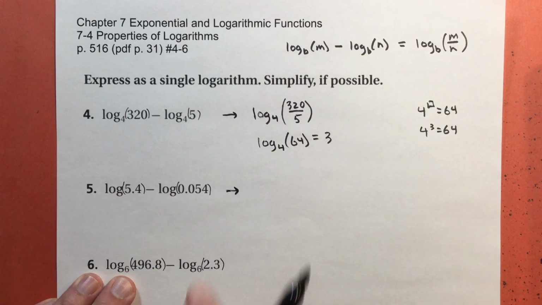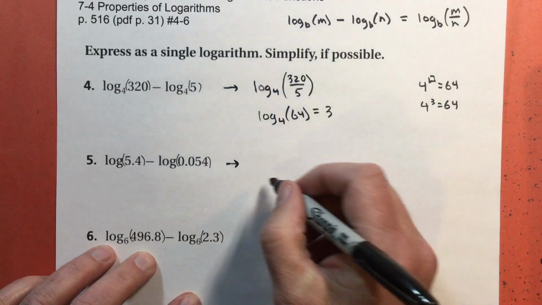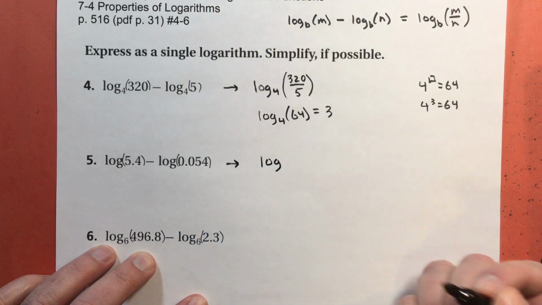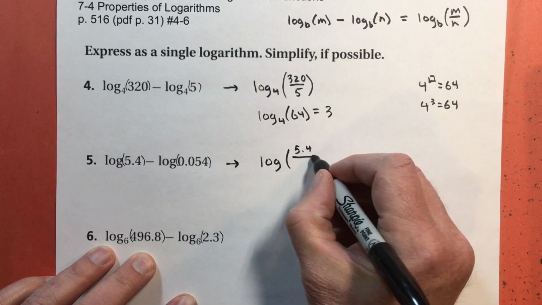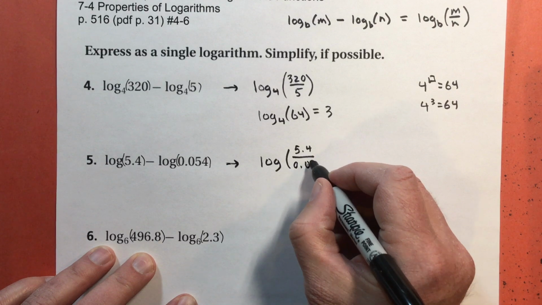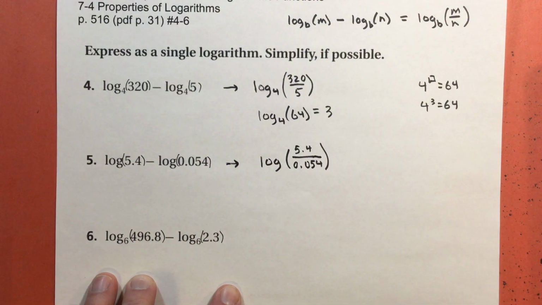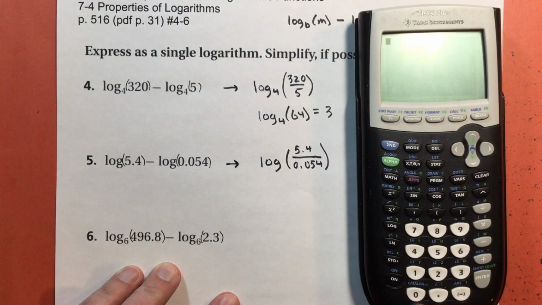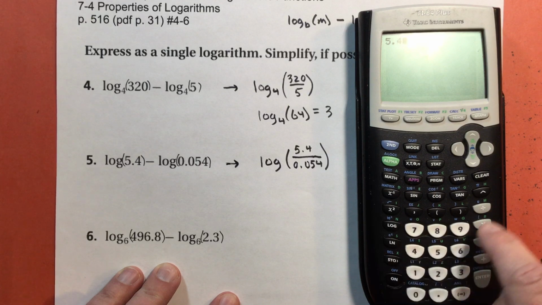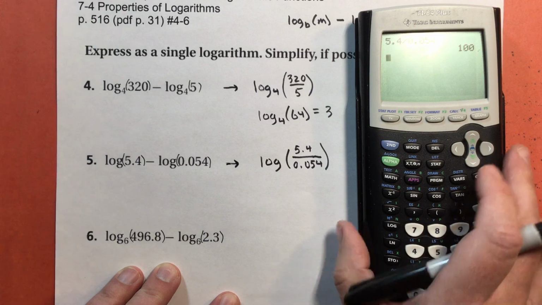Both of these say log. It doesn't show the base. That means it's the common logarithm with base 10. So this is going to be log base 10 of 5.4 divided by 0.054. And again, you might be able to do that in your head. The 54 is actually going to reduce. But let's see what happens. 5.4 divided by 0.054. That's going to be 100.